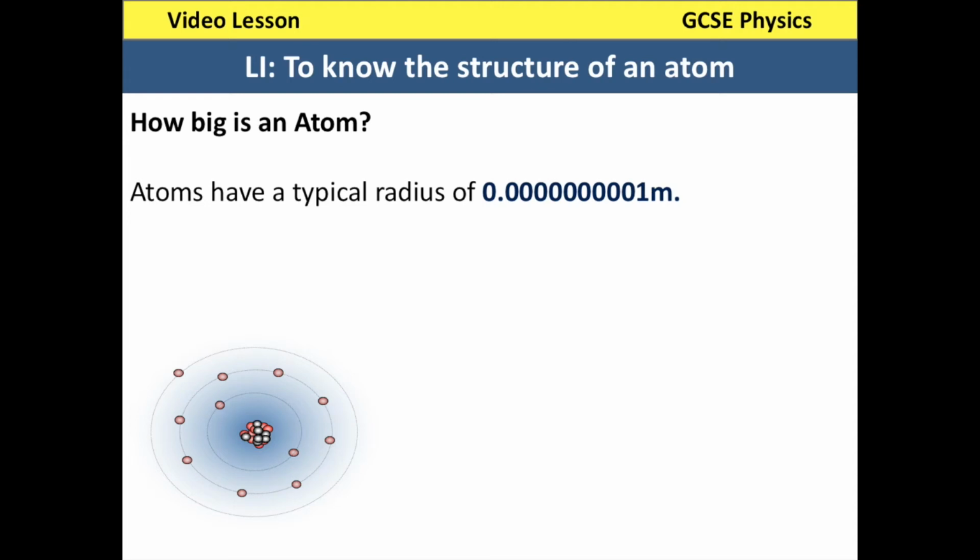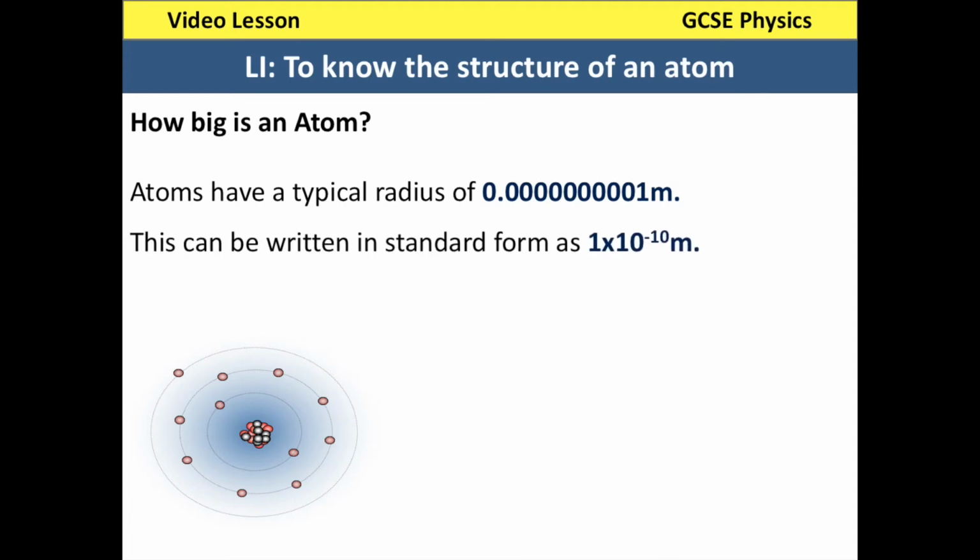So instead, scientists have come up with a better way of remembering very small numbers like this, and we call this method of remembering numbers standard form. So instead of quoting it as this decimal, we can quote the size of an atom, the radius of an atom, instead as being 1 times 10 to the power of minus 10 metres. Now that number you do need to remember.